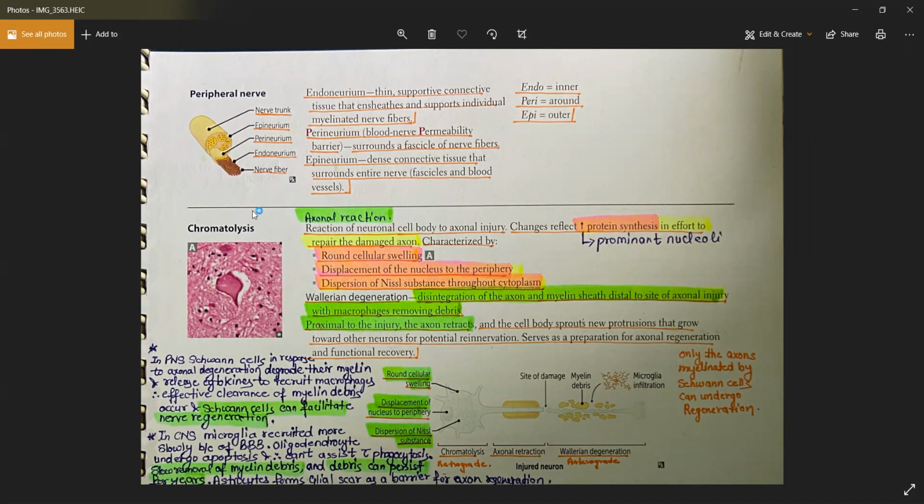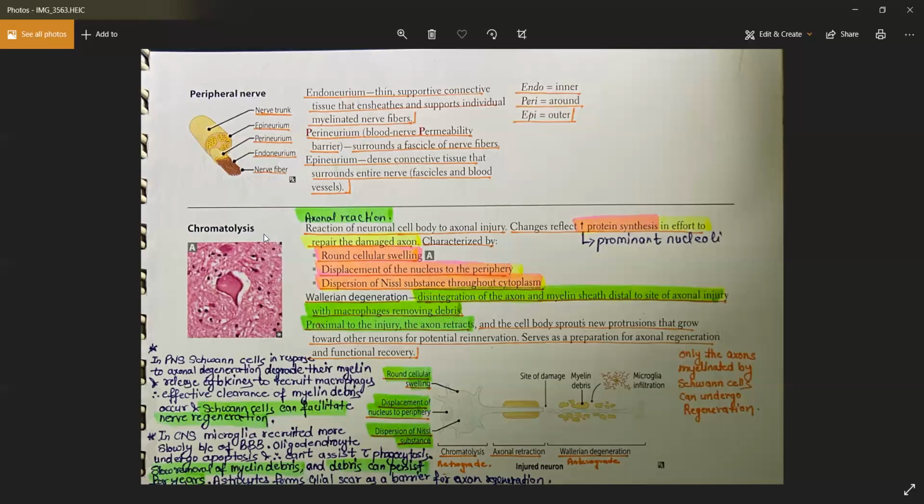All of these nerves contain multiple bundles of nerve fibers, and all of the bundles of nerve fibers contain single axons, right? Any doubt on the peripheral nerves?